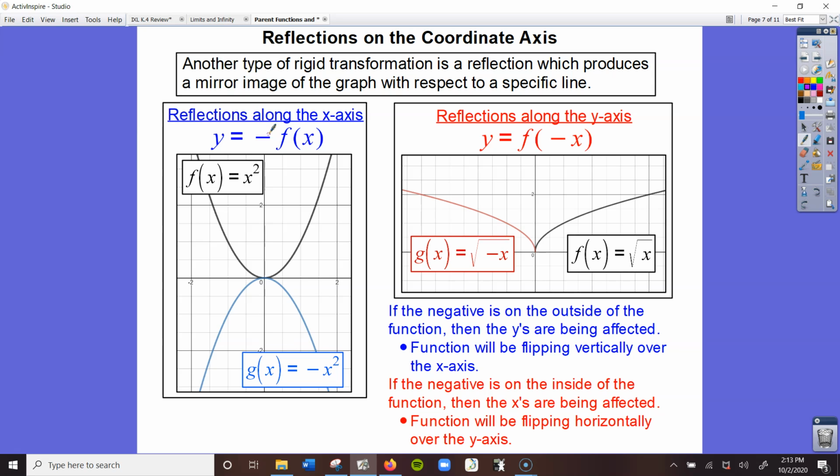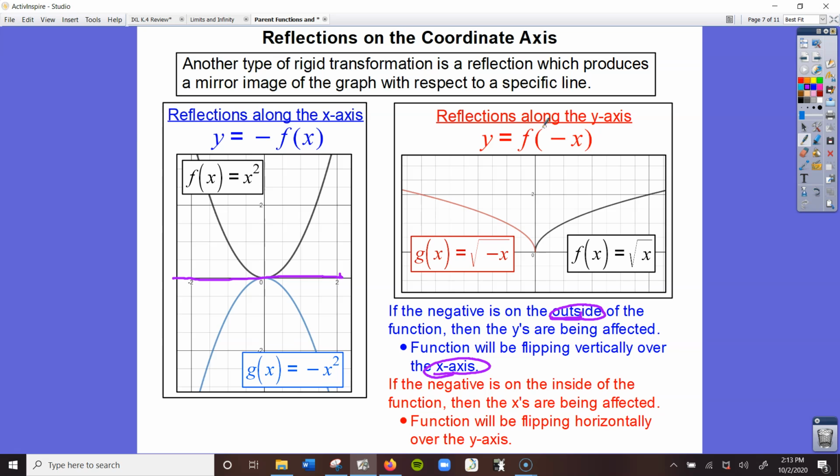Anything on the outside of your function is vertical. And if it is a vertical reflection, that means it is flipping up and down. And if it's flipping up and down, it is flipping over the x-axis. So if the negative is on the outside, it is a reflection on the x-axis.